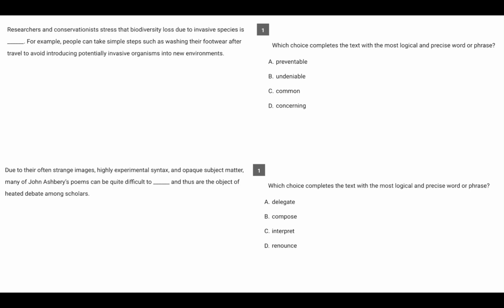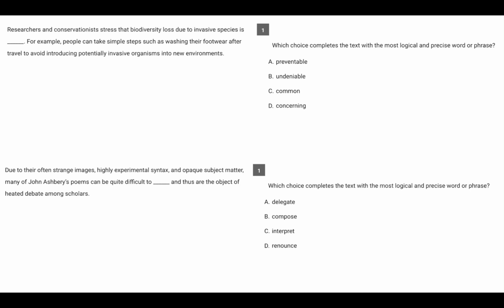It is giving us an example of preventing invasive organisms from coming into new environments. The example is for preventing something, and that's just logical. So, by washing their footwear, they're preventing invasive organisms. So, biodiversity loss due to invasive species is what? It is preventable. Let's try to put that in. A. Preventable. So, researchers and conservationists stress that biodiversity loss due to invasive species is preventable.